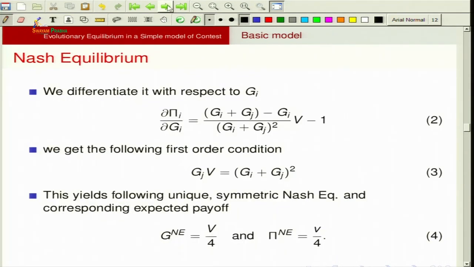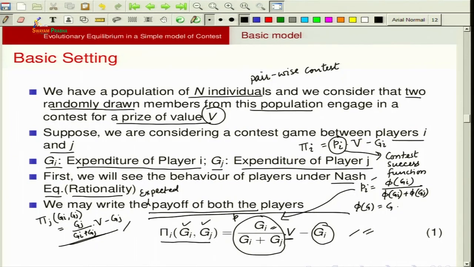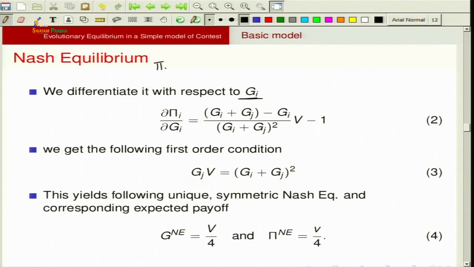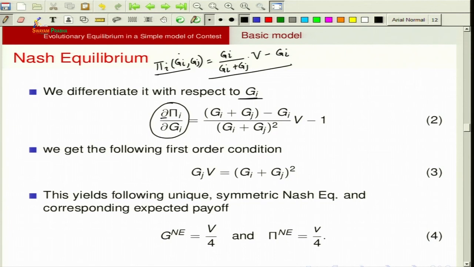Now, to find the Nash equilibrium, we will differentiate the payoff of player i with respect to g_i. I will write it again here so that you can follow what I am doing. The payoff of player i as a function of g_i and g_j is g_i upon g_i plus g_j, multiplied by V minus g_i. We differentiate this with respect to g_i, and we use del, the partial derivative, because this is a function of both g_i and g_j, and we are differentiating with respect to g_i only.